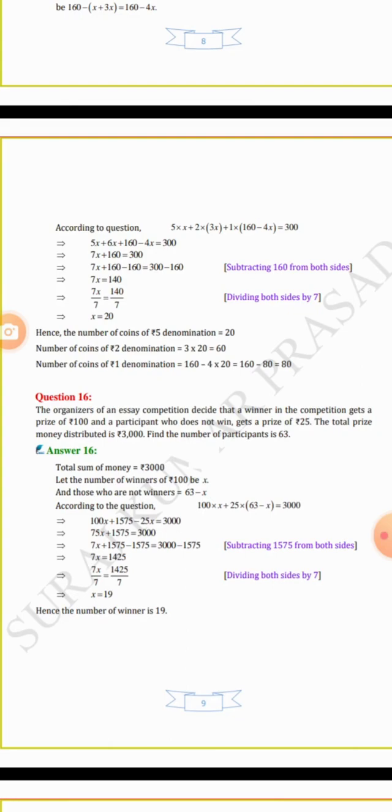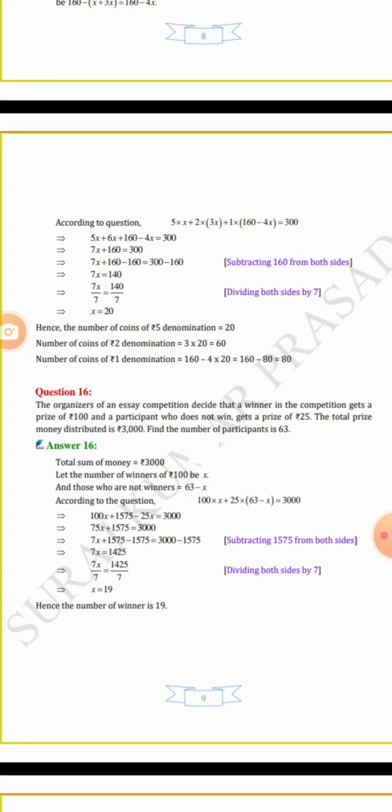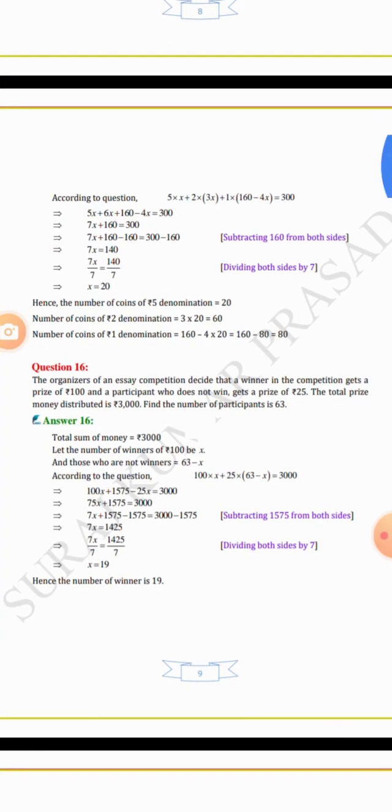Hence the number of 5 rupee coins is 20. Number of 2 rupee coins is 3 into 20, 60. Number of 1 rupee coins is equal to 160 minus 4 into 20 is equal to 160 minus 80 is equal to 80. Let's solve the next question.